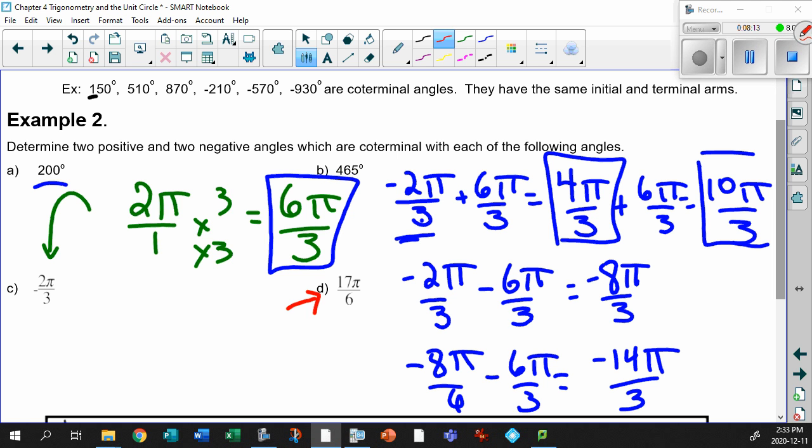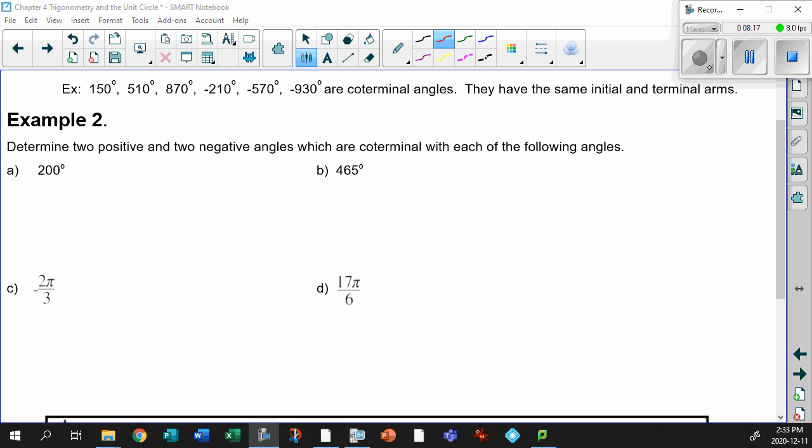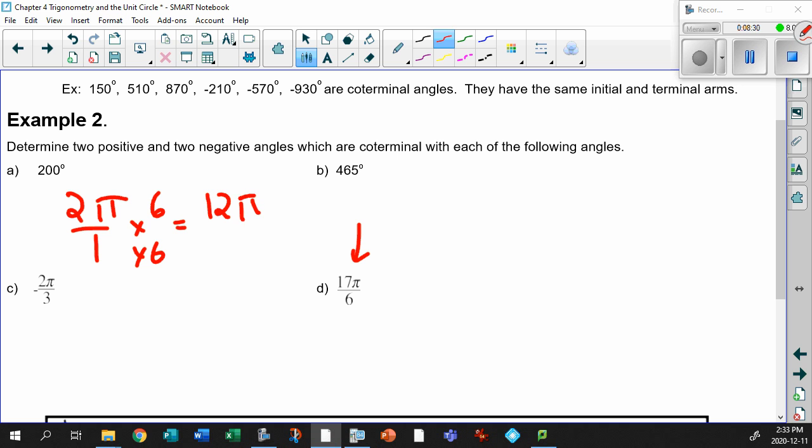Okay? Take a look at the next one: 17 pi over 6. Just like we did before, 17 pi over 6 now is what we're dealing with. Take your 2 pi, remember, it's 2 pi over 1. Now make it a factor of 6, so multiply top by 6, bottom by 6. This is going to be 12 pi over 6. There's your additional factor, the one that you're going to add or subtract in multiples.